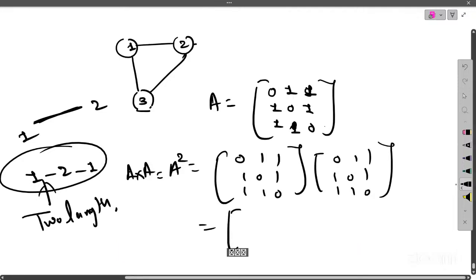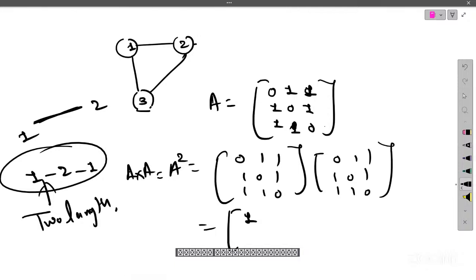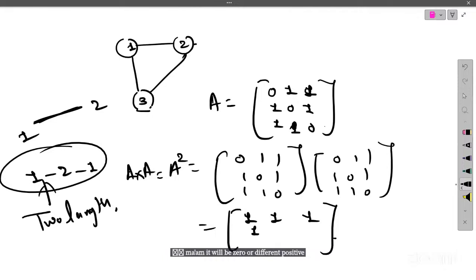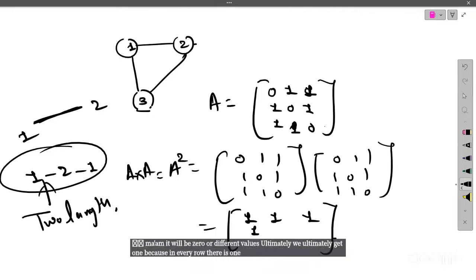So 0 multiplied by 0 will be 0, 1 multiplied by 1 will be 1. Now this will be 0, 0, 1. This will be 0, 1. 0 will be 1. Right? It will be 0 multiplied by 0. Ultimately, we get 1 because in every row there is one combination of 1 and 1.